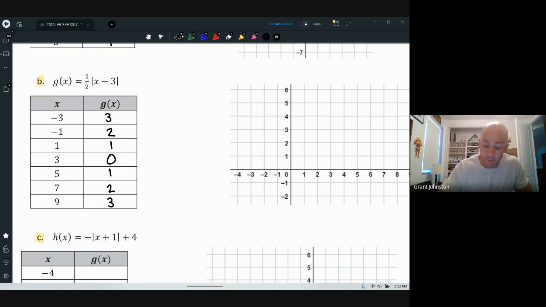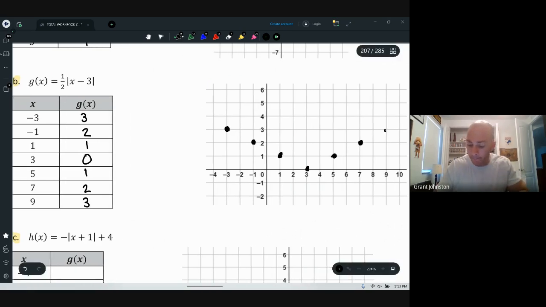So I'm going to graph negative 3, 3. Negative 1, 2. 1, 1. 3, 0. 5, 1. 7, 2. And 9, 3.